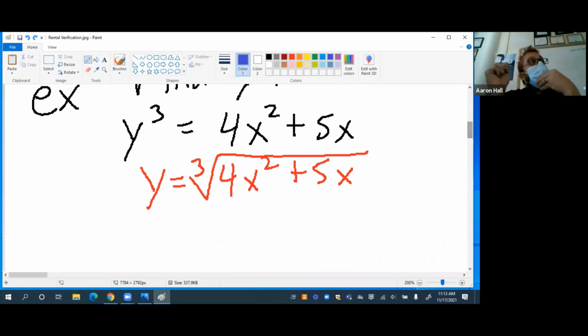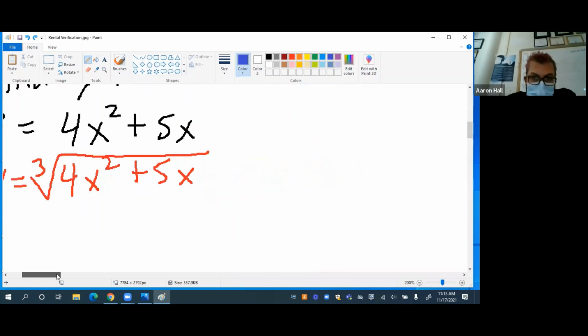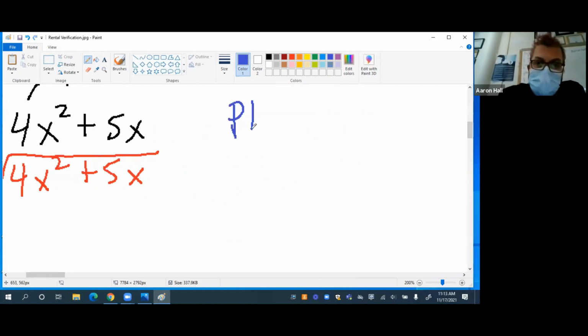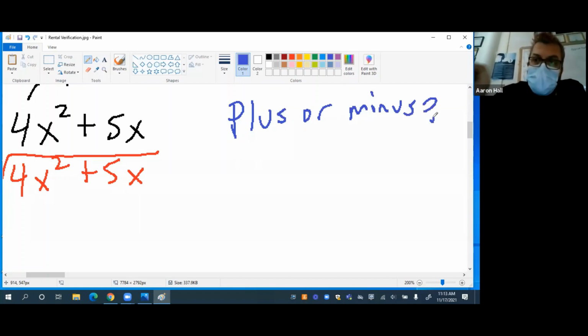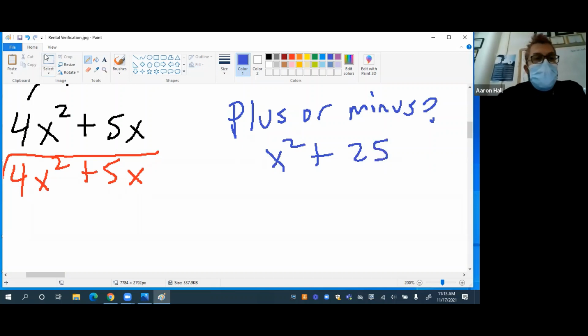I was wondering if you should put like a plus or minus. So that's a good question. Do we do plus or minus? Now, if I have x squared equals 25.